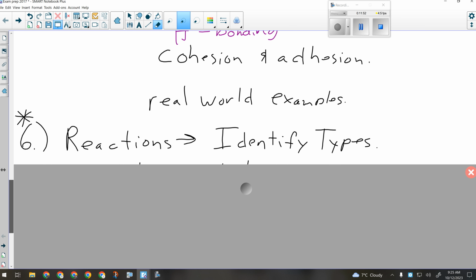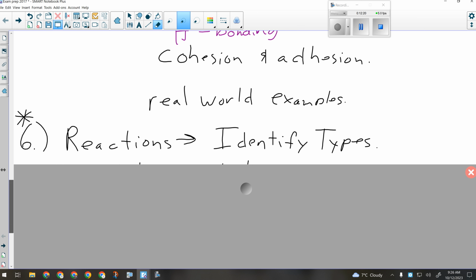All right. Reactions has a star beside it. Why? It's important. It is so important. If I was only going to study one thing, I wish I had more time to study more than one thing, but I would study reactions. If there's one thing on the exam that counts for more marks than anything else by a significant margin, it's reactions. They are in both parts of the test.